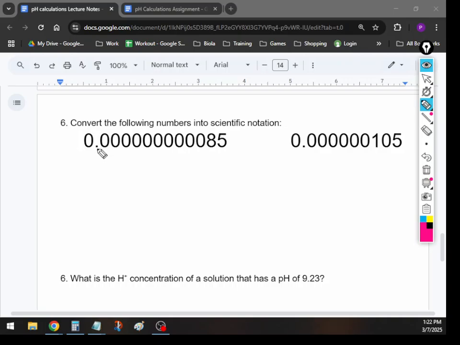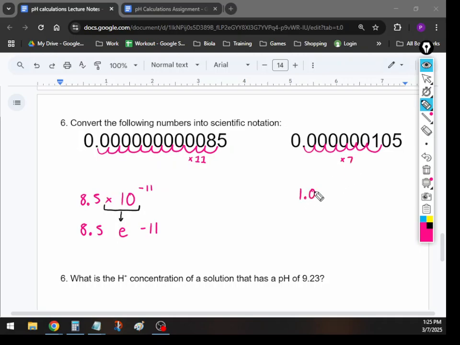Okay, so we're going to move the decimal, and we're going to count. 1, 2, 3, 4, 5, 6, 7, 8, 9, 10, 11. So we moved it 11 times. 10 to the power of negative, so 8.5 times 10 to the power of negative 11. Okay, so for the next one, we're going to move the decimal 1, 2, 3, 4, 5, 6, 7 times. So that's going to be 1.05 times 10 to the negative 7, or 1.05 e negative 7.